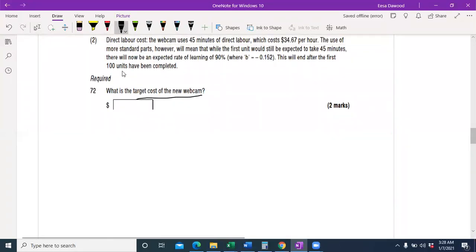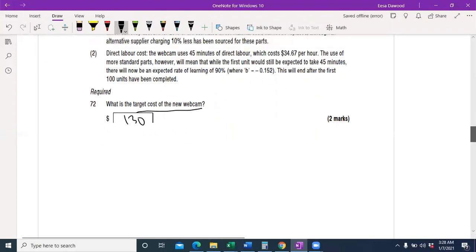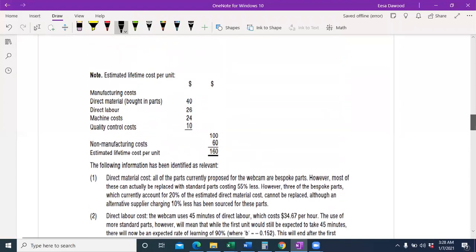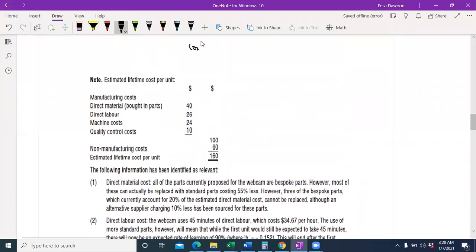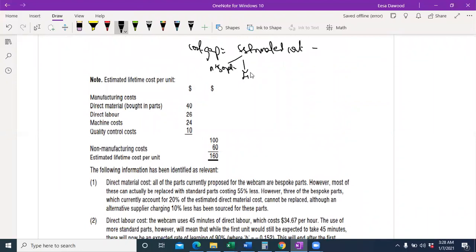So what is the target cost? The answer is 130. A question can be asked in which you are required to calculate the cost gap. What is the cost gap? Cost gap is basically the difference between the estimated cost you may have at the current level, which could be based upon absorption costing or life cycle costing. Just like in this question, we estimate our cost based upon the life cycle cost, and it is 160.